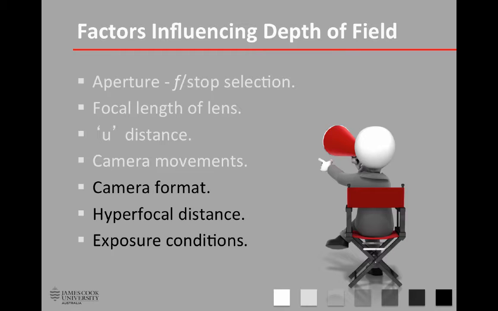Camera format, which is the size of the gate or sensor, also has an influence on depth of field. Larger format photography like 5x4 or 10x8 inch has significantly less depth of field than 35mm or digital SLR photography. The smaller camera formats produce greater depth of field.